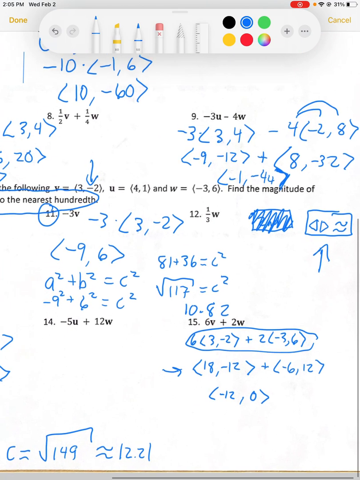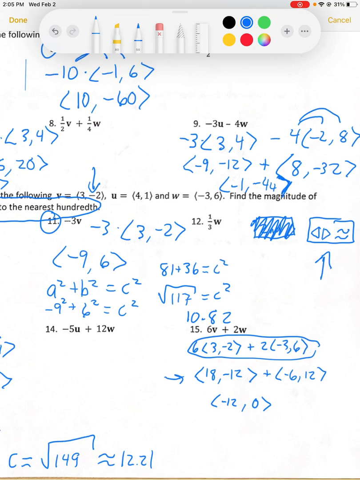And I am going to skip the Pythagorean theorem for this because we have a 0. I know that the magnitude of this is just going to be 12. It's going to be 12 units long. If you really need to prove it to yourself, it's going to be 12 squared plus 0 squared is equal to c squared. If you do the math on that, you'll end up with 12.